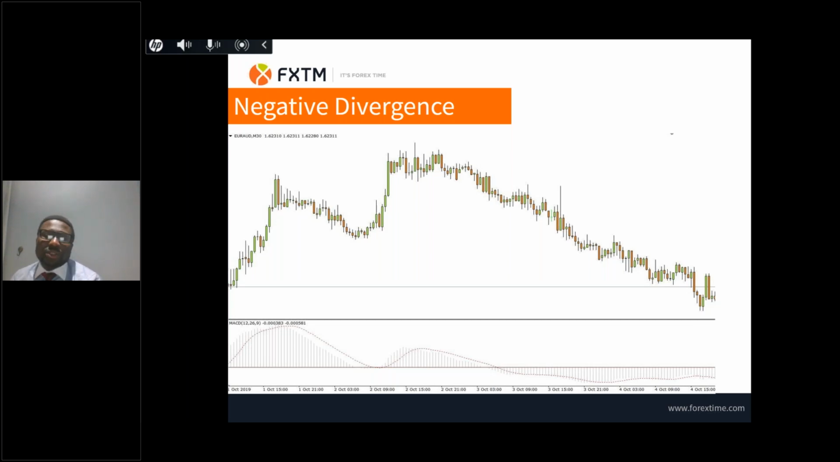In the regular divergence, there is the negative divergence and there is the positive divergence. The negative divergence will show you that price is about to fall. In a negative divergence, the indicator will be lowering, and price is about to fall.